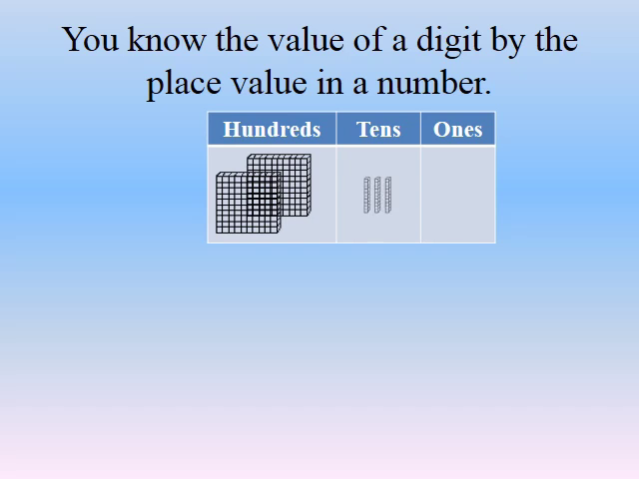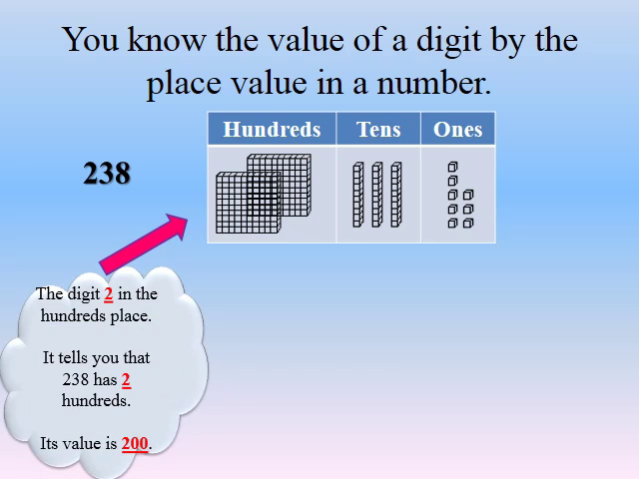Here I have 2 hundreds, 3 tens, and 8 ones. The number is 238. The digit 2 in the hundreds place tells you that 238 has 2 hundreds. Its value is 200. It's not 2, it's 200.